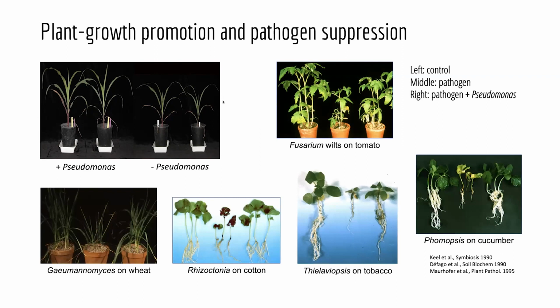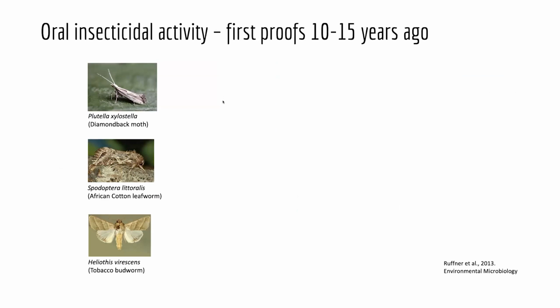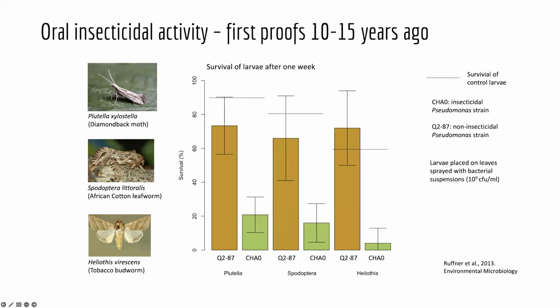And this holds also true in a lot of different systems, as we saw in this group over a lot of laboratory and greenhouse experiments. And around a decade ago, it was first proven that they also have oral insecticidal activity against these 3 insect pests. So they were feeding larvae with bacteria. And we can see here the survival. And we focus here on this CHA0 strain that has an insecticidal activity. So after 1 week, only 0 to 20% of the larvae are alive. And these are very, very nice laboratory assays, and you sometimes also see it in the greenhouse.